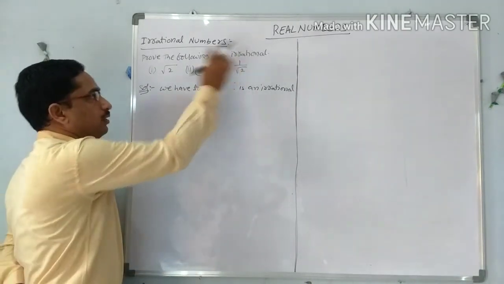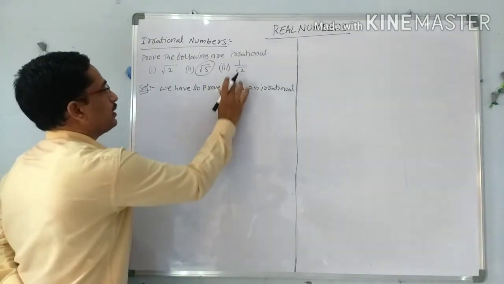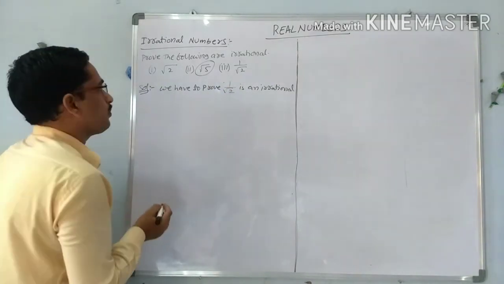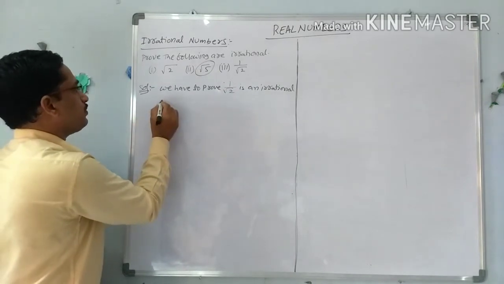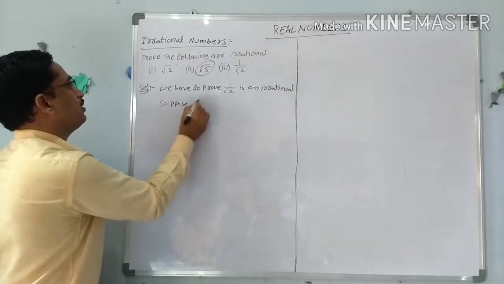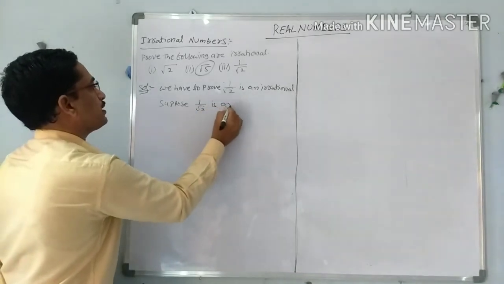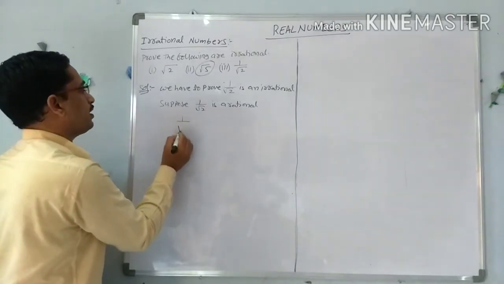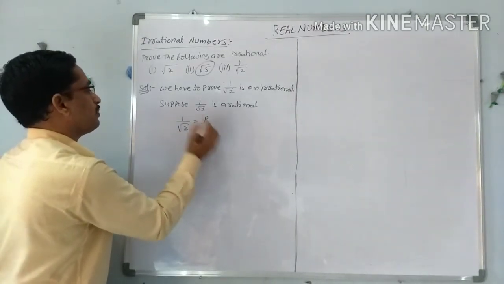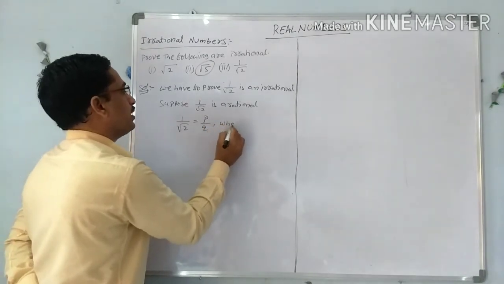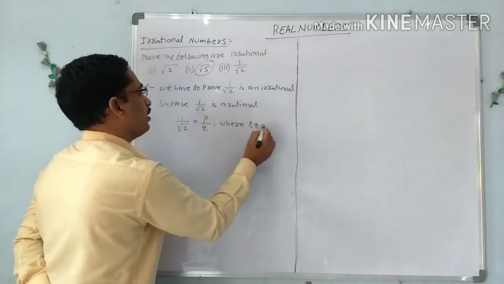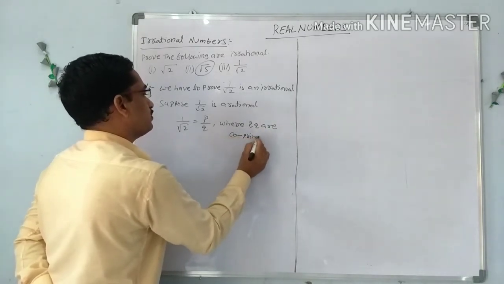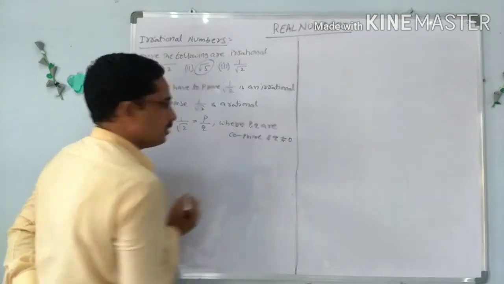Now 1 by root 2. We have to prove 1 by root 2 is an irrational number. The same steps: suppose 1 by root 2 is rational. If it is rational, then it is written in the form p by q, where p, q are integers, p, q are co-prime, and q is not equal to 0.